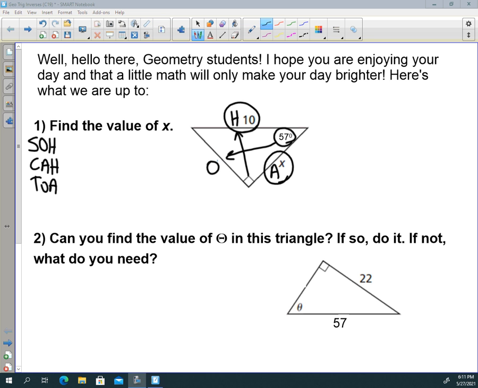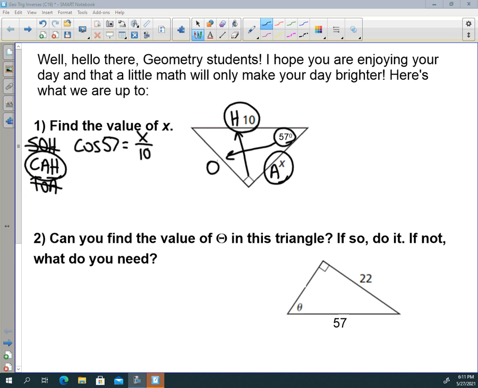So we need to find the one that has both an A and an H in it, and that is the cosine. And so sine and tangent are not useful, and we're going to use CAH to set up an equation. And this is trying to tell us that the cosine of the angle is the adjacent over the hypotenuse. Done.